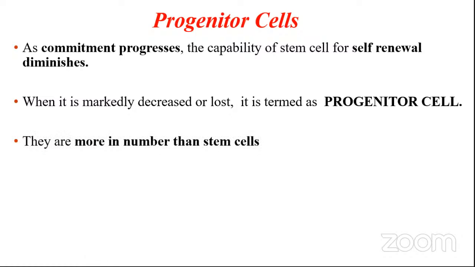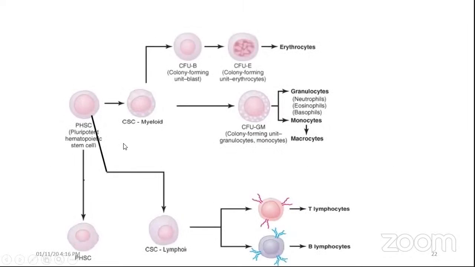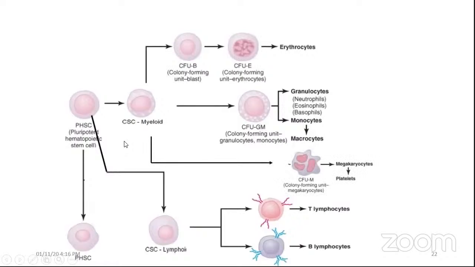This is a potential MCQ: the progenitor cell, which has markedly lost its self renewal, is more in number when compared to the stem cells. There are separate pools of progenitor cells for different blood cells, like RBCs, neutrophils and lymphocytes. So these are more in number than the stem cells. This is the same diagram again, depicting this.